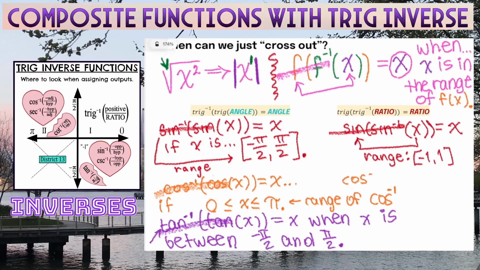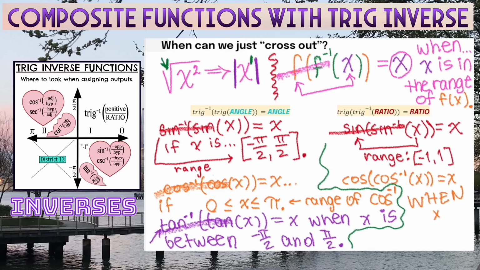How about cosine? Cosine of cosine inverse of x will equal x when x is between -1 and 1.